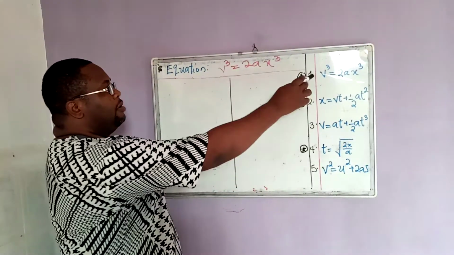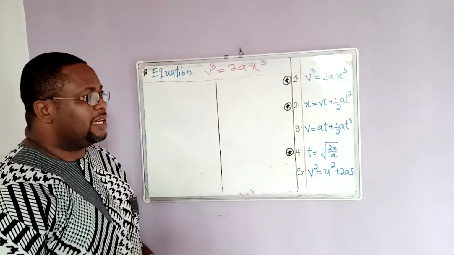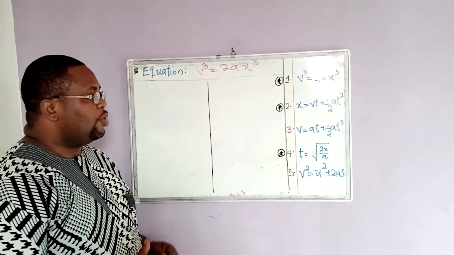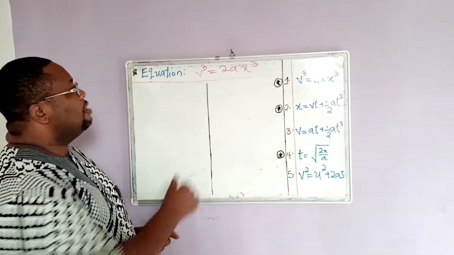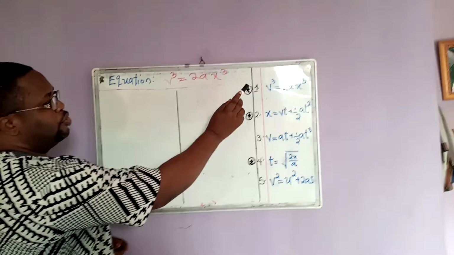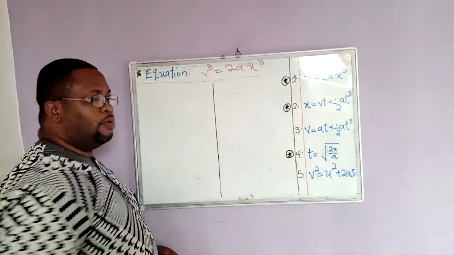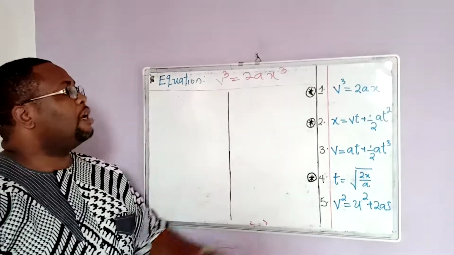We have some problems here on the board to investigate their dimensional correctness, or what we call dimensional consistency. The first one, I'm going to do number 1, number 2, and number 4, and I'll leave it up to you to do 3 and 5.